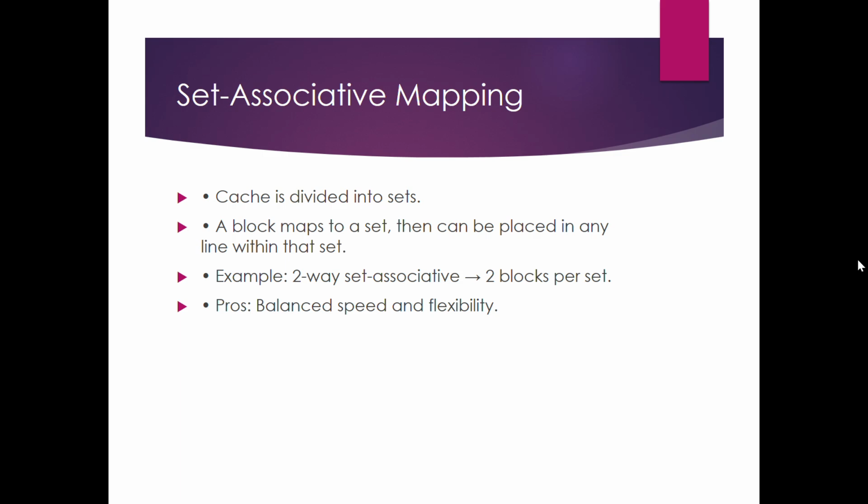Set associative mapping. The cache is divided into sets. A block is mapped to a set, then can be placed in any line within that set. Example: two-way set associative, two blocks per set. Pros: balances speed and flexibility.